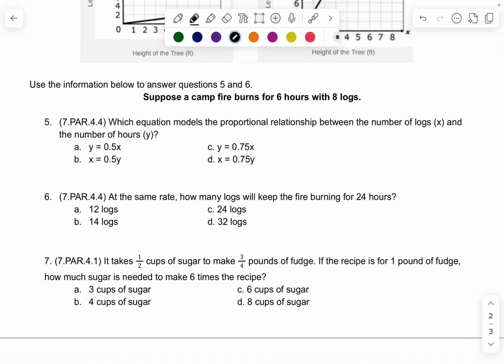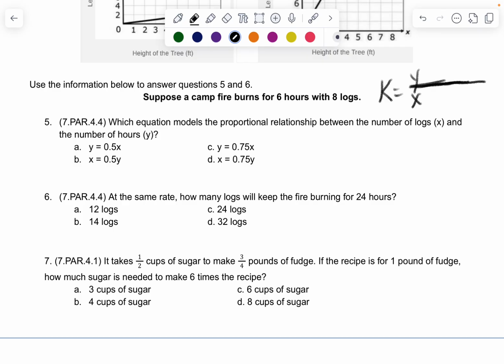Which equation models the proportional relationship between the number of logs X and the number of hours Y? So we're looking for an equation, but we've got to get K first. We have to have the ratio. We have to have K equals Y over X before we can do our equation, okay?